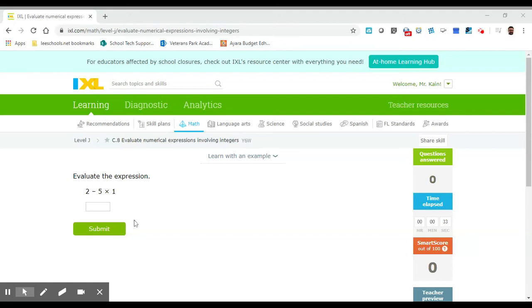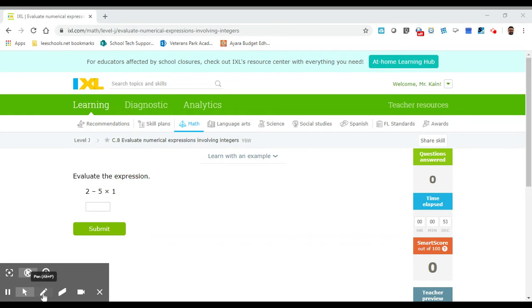Okay, let's take a look here. Evaluate numerical expressions involving integers. And this is our quick code of Y6W for your 8th grade IXL. And here is the first question. Evaluate the expression 2 minus 5 times 1.